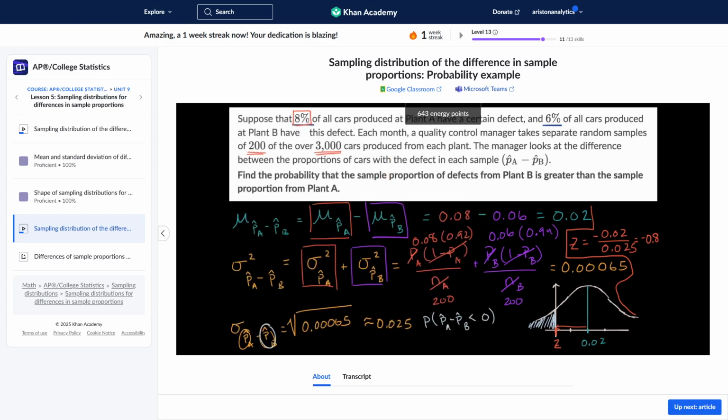So let me get rid of this. And so we know that this right over here is approximately 21%, or we could say 0.21. So the probability that the sample proportion of defects from plant B is greater than the sample proportion from plant A is, give or take, roughly 1 in 5.